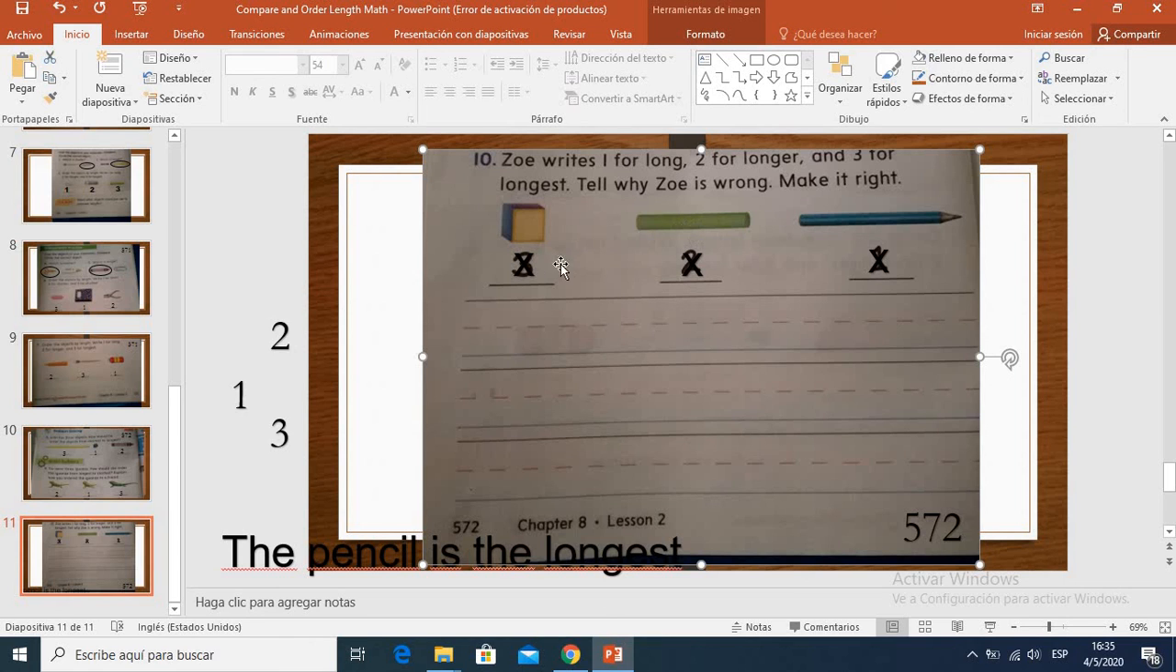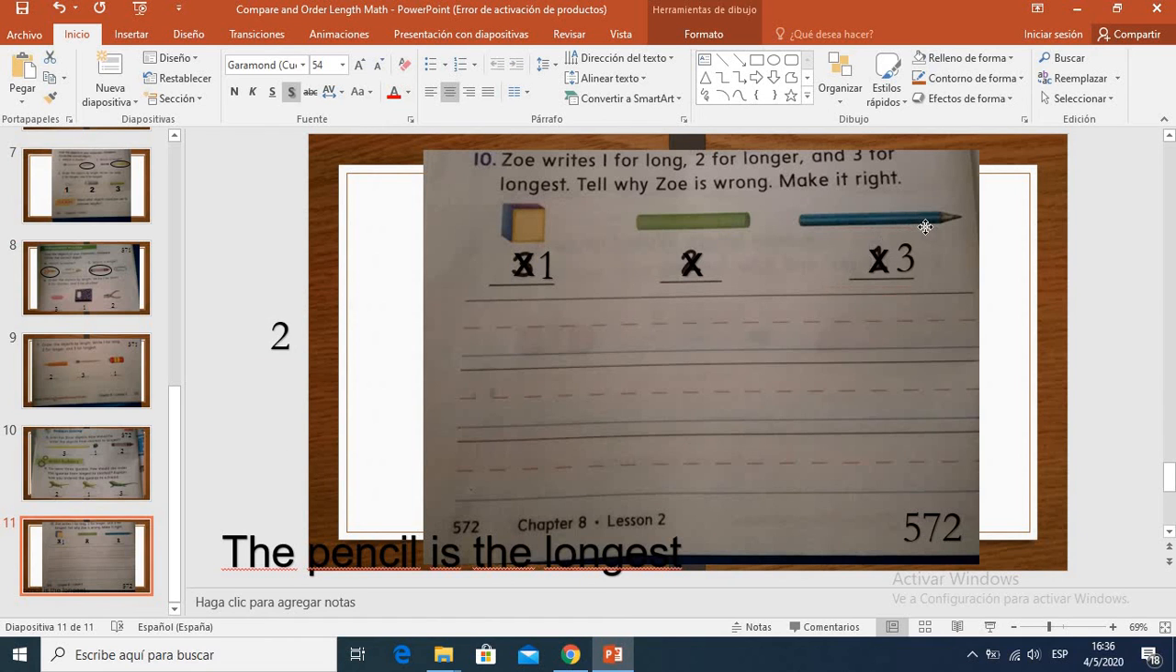Now, beside here, we're going to write the correct number. Let's see. Which one is the shortest? The shortest, el más cortito. The block. Very good. So you write number 1 on the block. On the line, okay? Or beside that number that was incorrect. Now, let's compare the color pencil and the chalk. Which one is the longest? La más larga, which one is the longest? The color pencil, so you need to write the number 3.